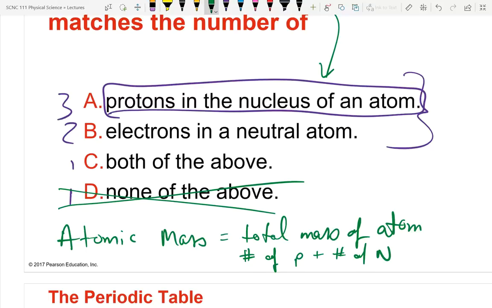There are 2 other numbers. This n here was the neutron number, very clearly the number of neutrons. And then there's the electron number, the number of electrons. Don't really need to define those because the name says it all.